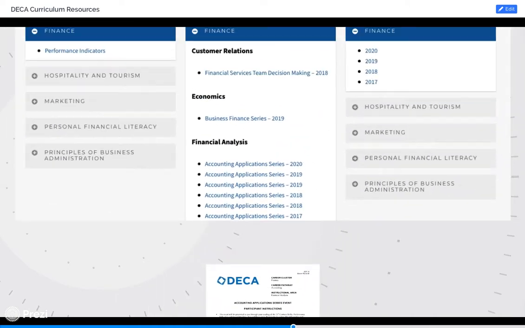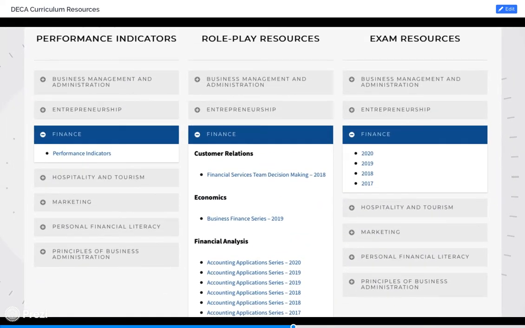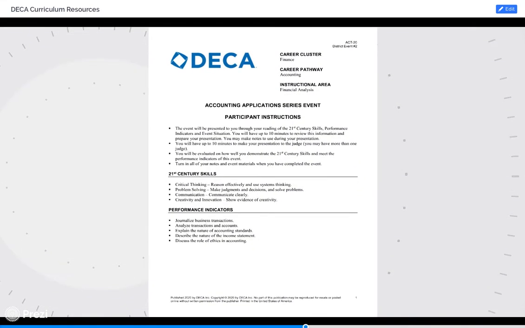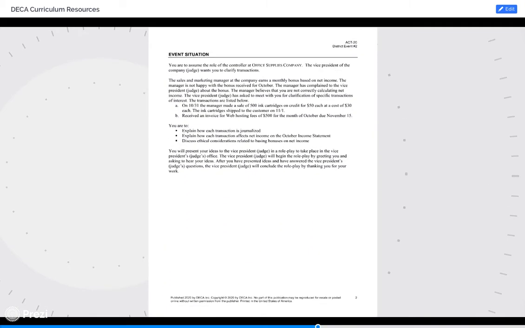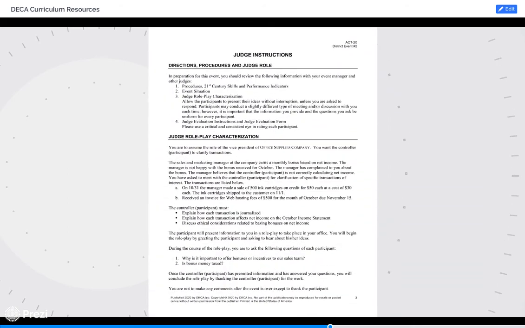Let's say that you click on one of, let's say, the accounting applications series. It's going to take you to a page like this, which I referenced earlier, that shows you the front. It's going to be the sheet that they receive when they sit down at DECA for competition, 21st Century Skills Performance Indicators. Then on the back of that, it's going to have the situation or the role play. Then it's going to have the instructions to the judge. Normally at a competition, the students don't receive this. However, because this is just practice and it's not an actual competition, we are showing them exactly what to expect the judge to read before the student comes and sits down at their booth. So they can see the judge's perspective before they get to competition.